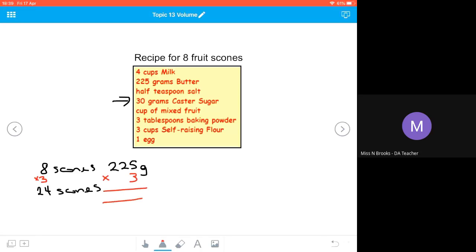So 5 times 3 is 15. 3 times 2 is 6 plus 1 is 7. And 3 times 2 is 6. So it's going to be 675 grams.